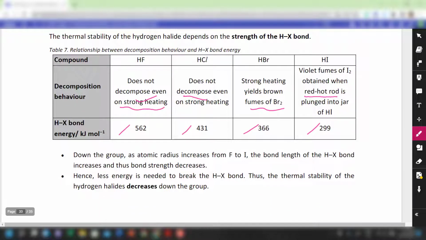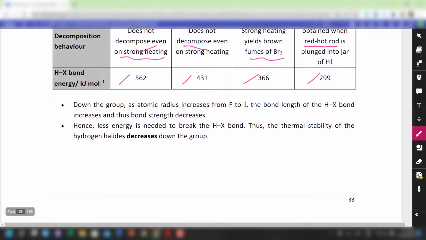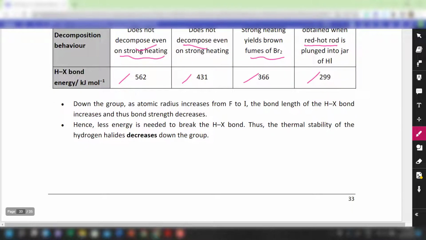We have explained to you why that is the case, because down the group atomic radius increases, so I expect the valence orbital of iodine to overlap more poorly with hydrogen as compared to that of fluorine. So with that, the strength of the covalent bond decreases down group 17, and therefore I need less energy to homolytically break the H-X bond. Therefore thermal stability of hydrogen halide decreases down the group.